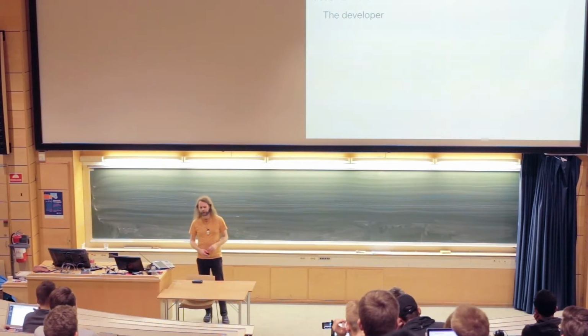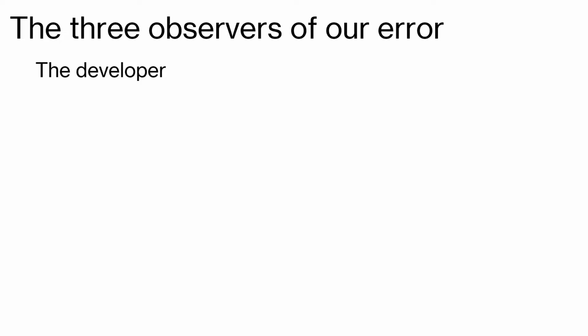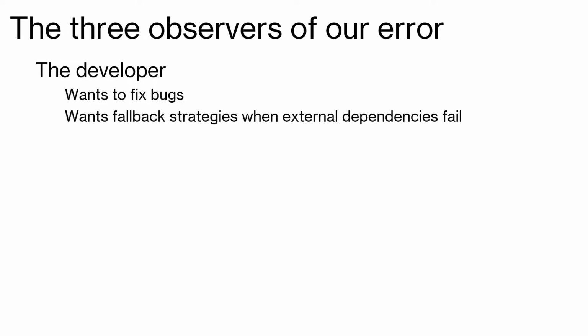So we have the three observers of our error. The first one is the developer. As the developer, we have bugs that we want to fix, so let's fix the bugs. We want to have a mechanism that lets us quickly identify exactly what the bug is and then also implement fallback strategies for when the bug occurs inevitably in production. And also for the expected failures, we want to deal with them in a reasonable way. And then the user of our program: if something is wrong with the program, there's not much they can do, but at least they want to see a sensible error message. But there's not much more they can do other than turning it off and on again.